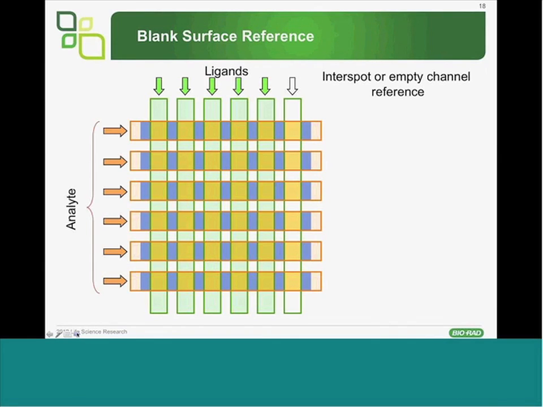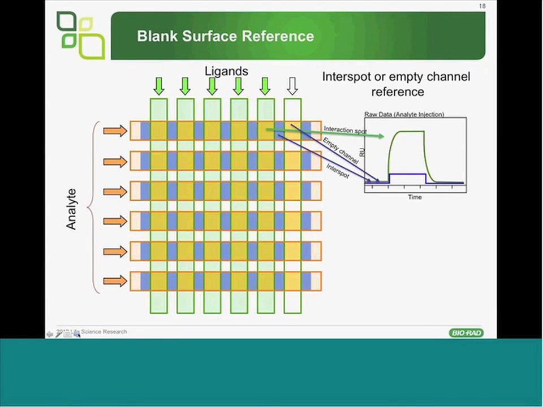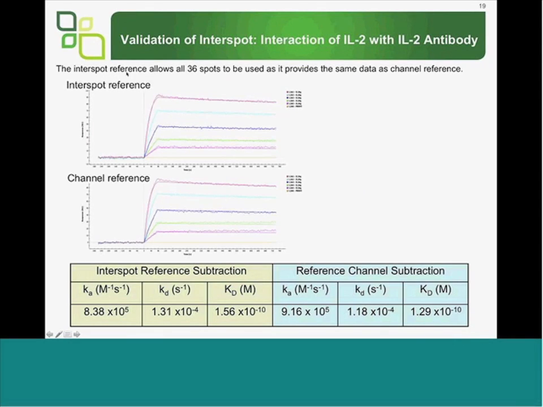So you see here, we have the signal, and we have the empty channel and the interspot, and we do a subtraction in order to get the net signal out of it. The advantage of Interspot referencing is to allow all 36 spots in the Bio-Rad to be used, because if you use the channel, then we have a maximum of 30. This is the case of binding of IL-2 with an IL-2 antibody. So we see here the Interspot reference and the channel reference, and you see that the Ka values are very close.